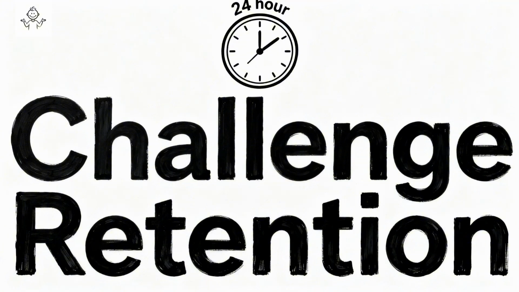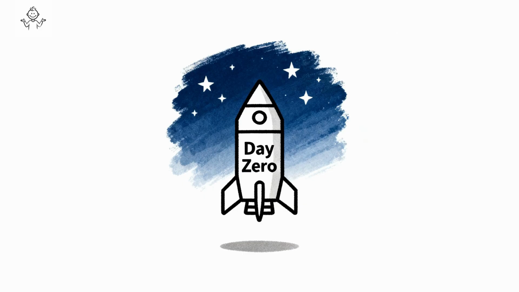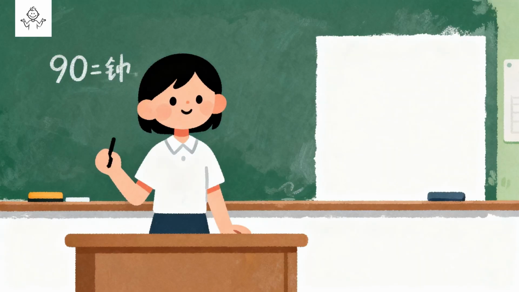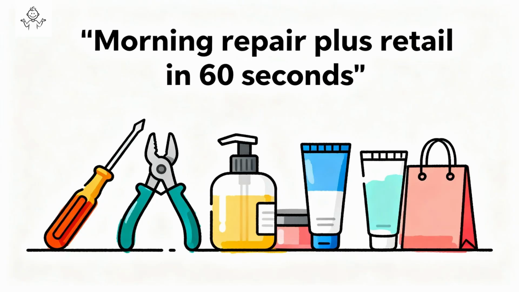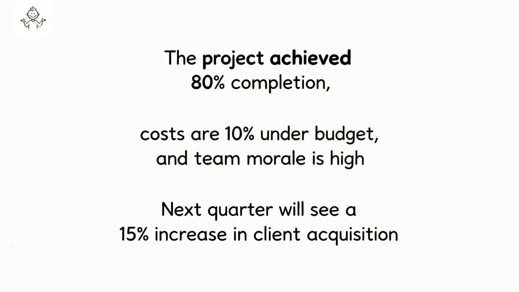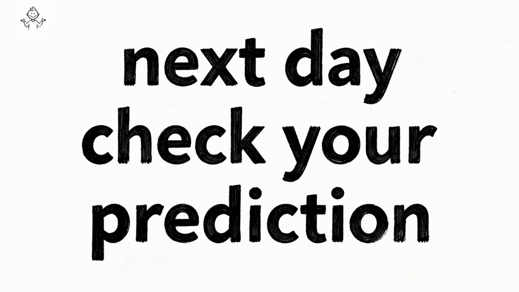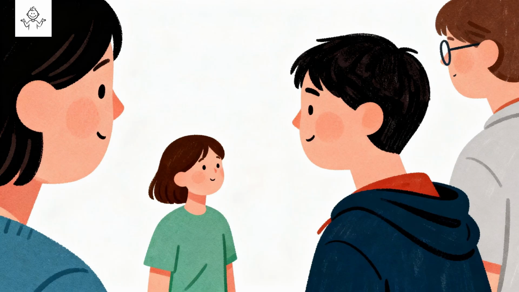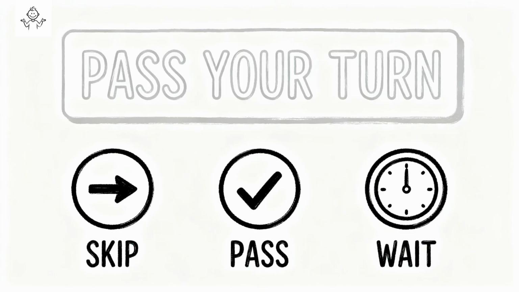24-hour challenge, a retention booster. Day 0 night: teach for 90 seconds and find 2 gaps. Morning: repair plus retell in 60 seconds. Lunch: teach a friend in 2 minutes. Evening: write a 3-sentence summary plus 1 prediction. Next day: check your prediction. Adjust the story. Final pass.